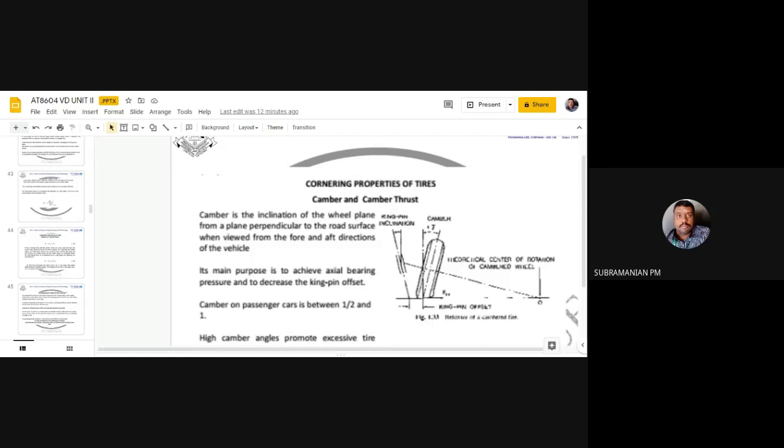Only one relaxation: you can refer to formulas and sketches, but you should not refer to the definitions. If I'm asking what cornering force coefficient means, at that time you should not sit and refer to the notebook. Cornering force coefficient is equal to cornering force divided by normal load. That fact should be in your mind so that you can immediately get the answer. You can save time, answer more, and get a pass mark as well as a good grade.